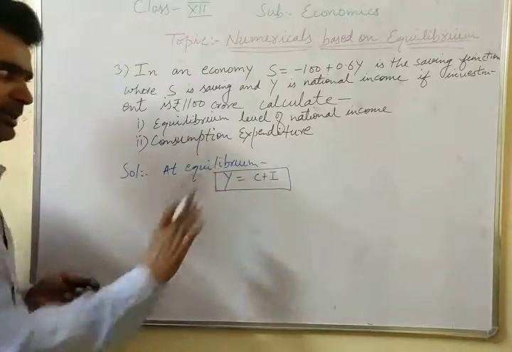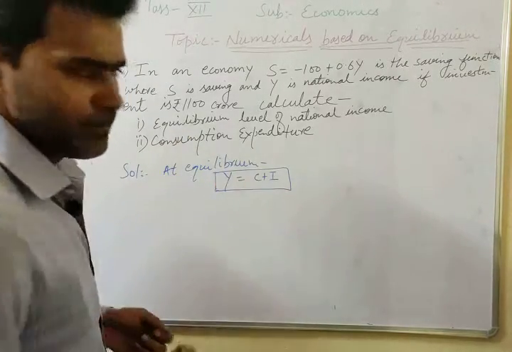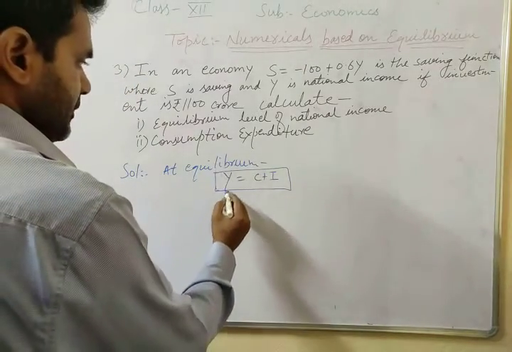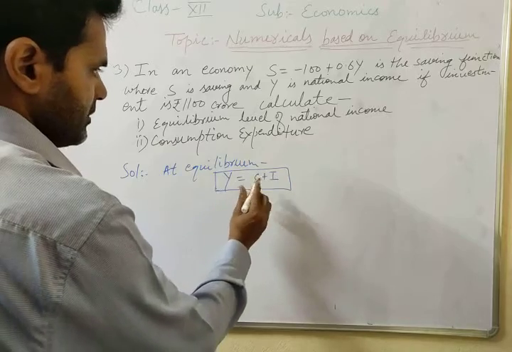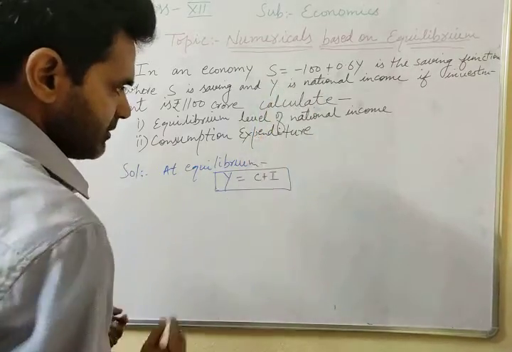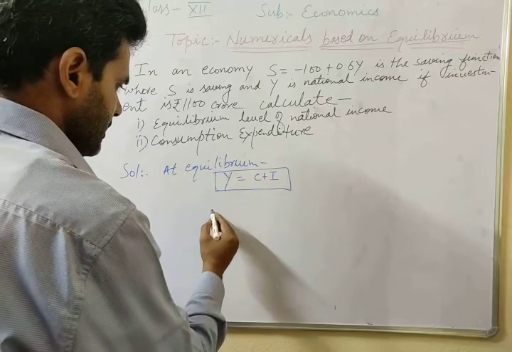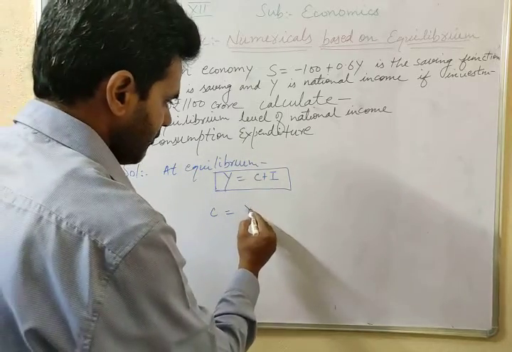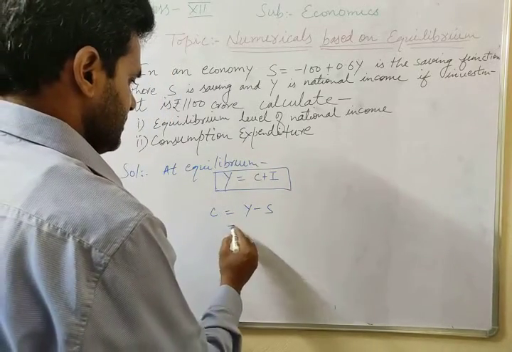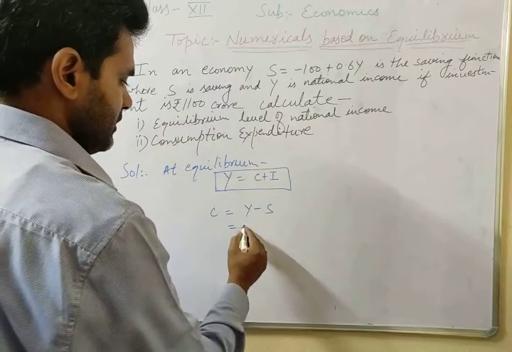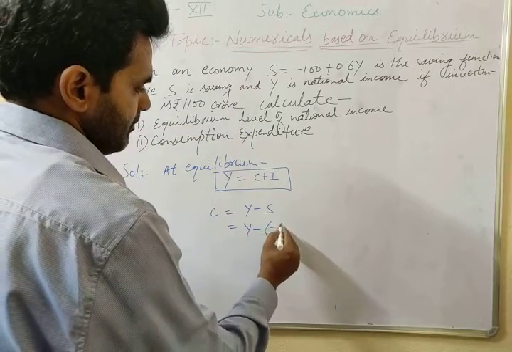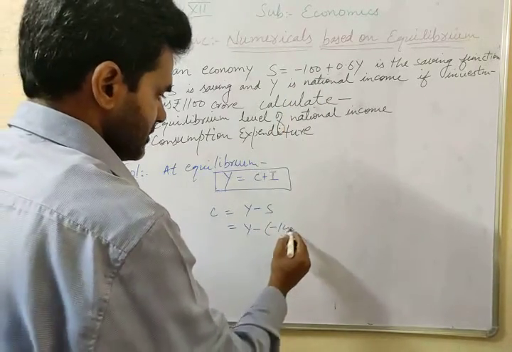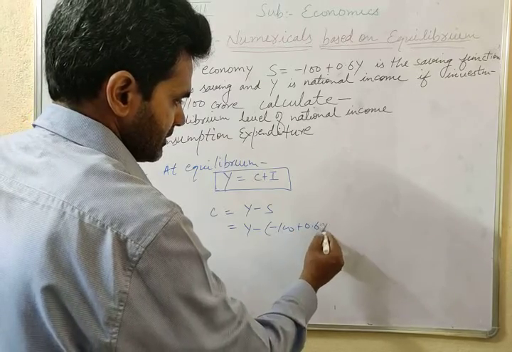This you have to put while we were dealing with AD and AS approach. So Y is equal to C plus I. This is the required equilibrium condition. So we put the value of C and I over here. First we have to calculate the C from the savings function. So C will be Y minus S. We put the value of the saving function here: Y minus, minus 100 plus 0.6Y.